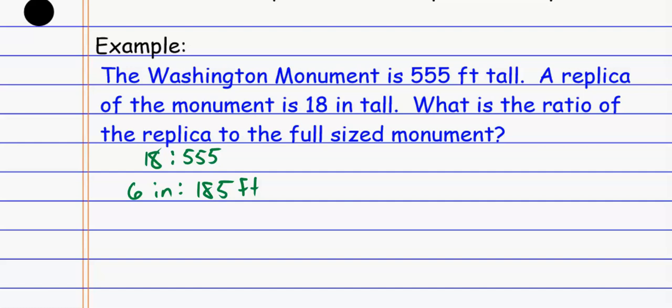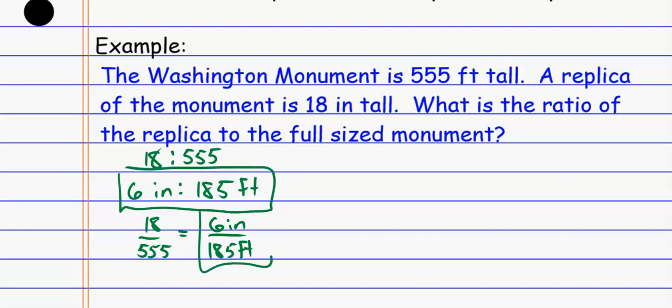So that's one option. We could do the same thing as a fraction and say that's 18 over 555, and we get the same thing. It's 6 inches compared to 185 feet. So those are the first two options. The other thing we might look at is a straight scale factor. I want a straight ratio that doesn't have different units. If you do that, we'd have to convert one of these.